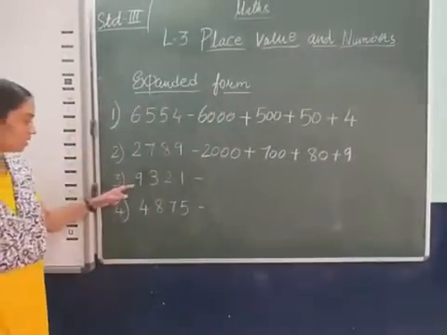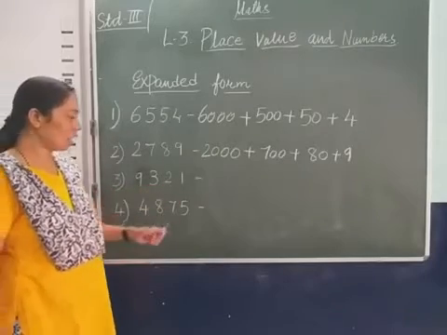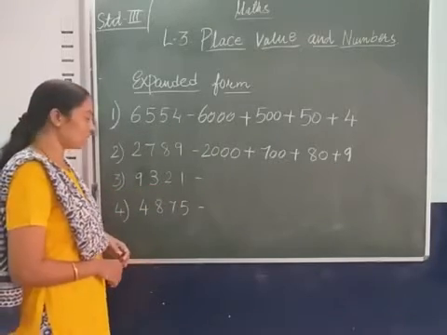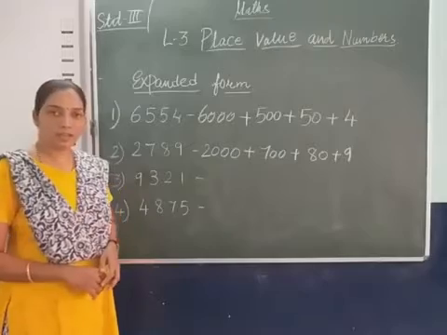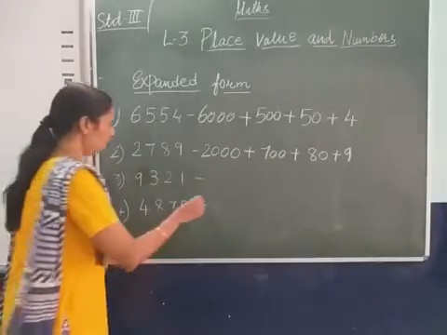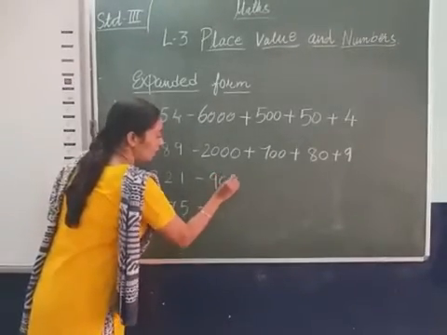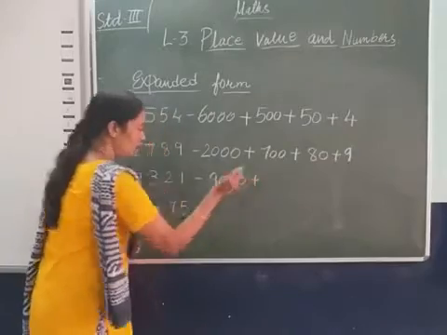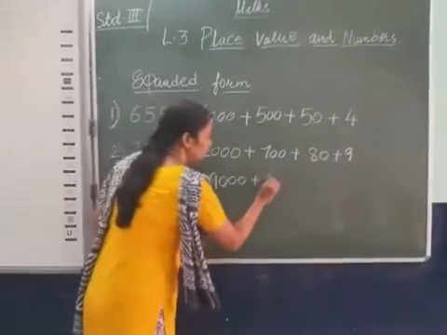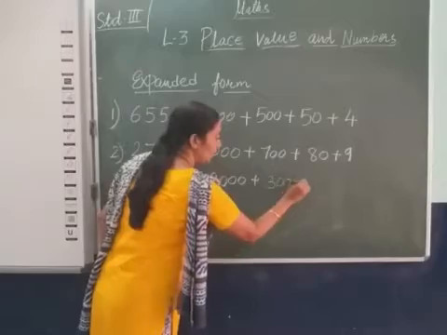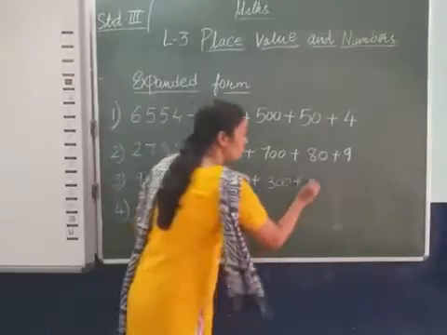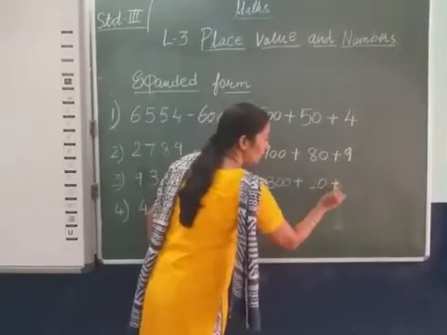Let me see this number 9321, we read as 9321 and its expanded form is 9000 plus 300 plus 20 plus 1.